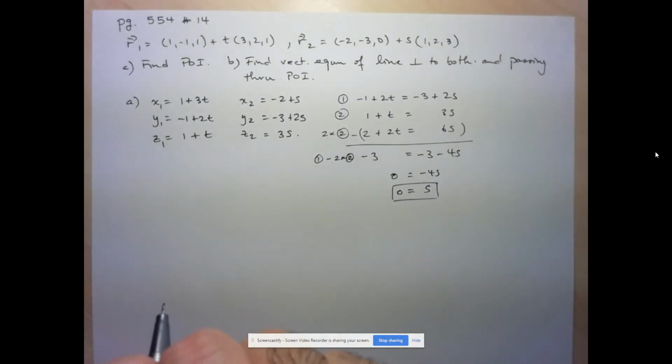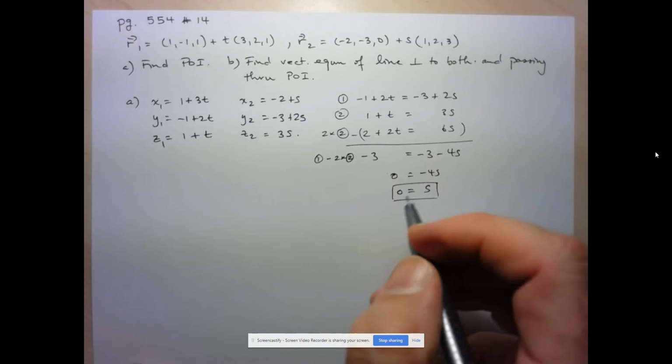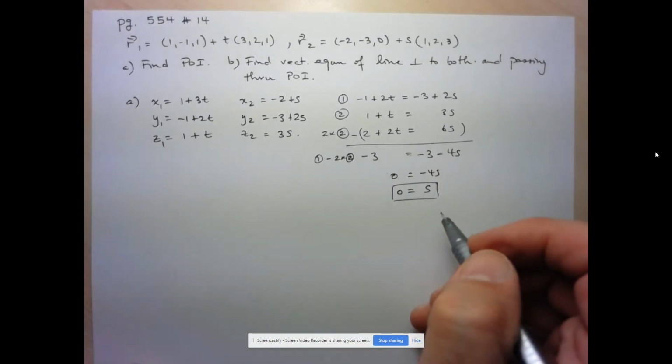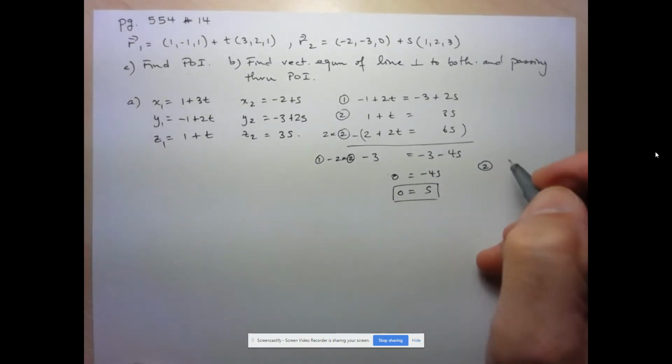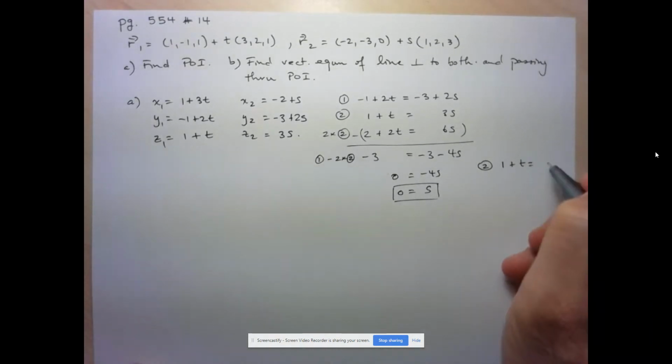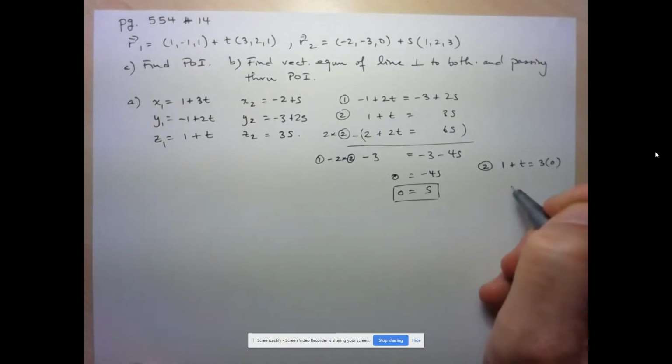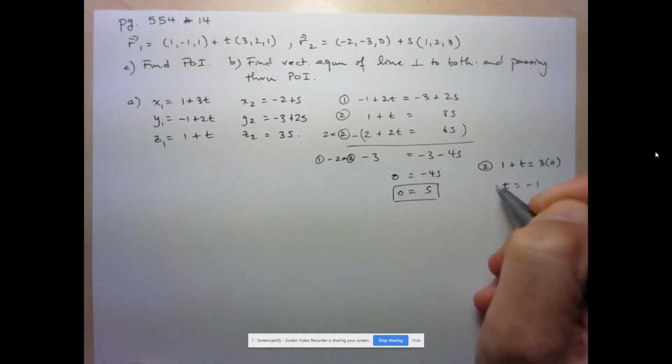So that's nice and easy. And then I'll take equation 2 and I'll solve for t. So if I take equation 2 here, I have 1 plus t is equal to 3 times s, which is 0. So t is just equal to -1.